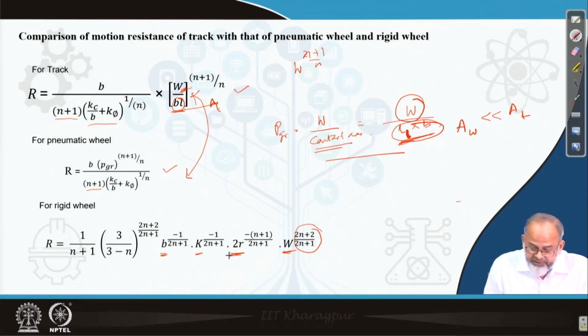Now, coming to the diameter, as we increase the diameter, the rolling resistance of the towed rigid wheel reduces, because 2r is raised to the power minus (n+1)/(2n+1). Here also the area is raised to the power minus (n+1)/n. But the area obtained in the case of a track and the area obtained in the case of a towed wheel are different. The area of a track is much higher than the area of a towed rigid wheel.